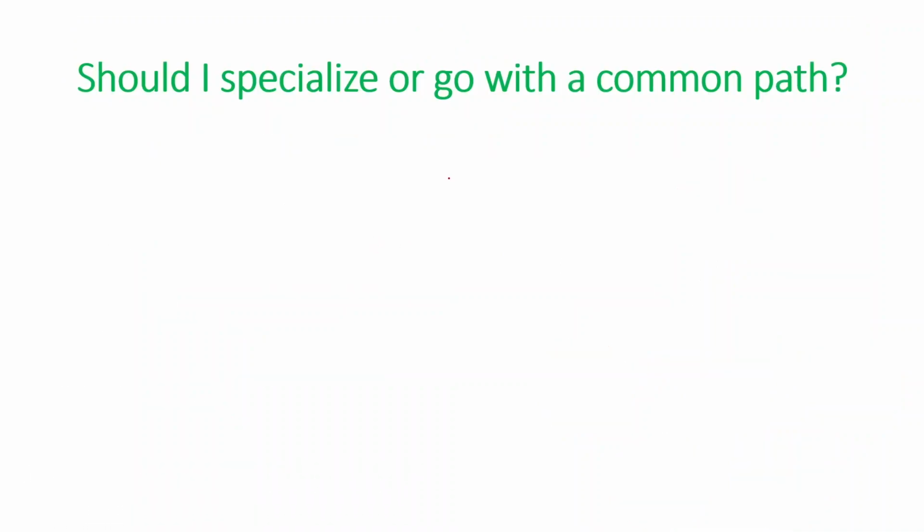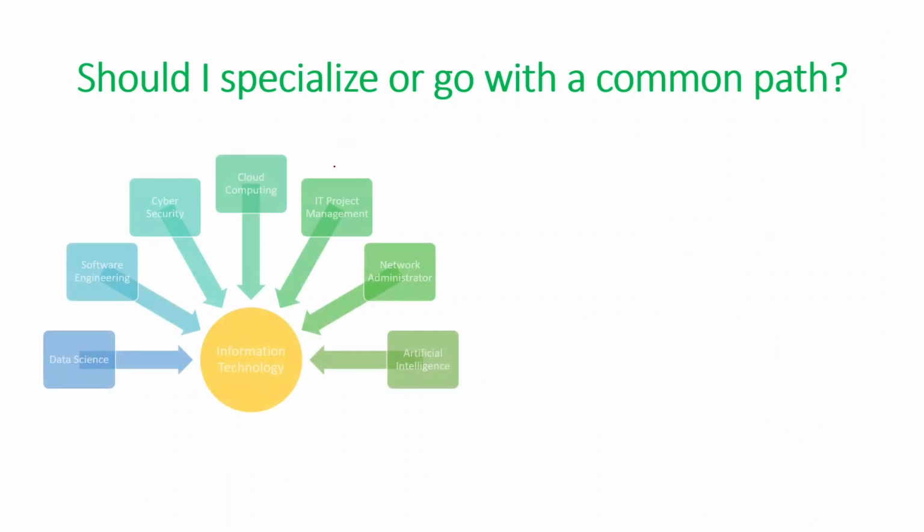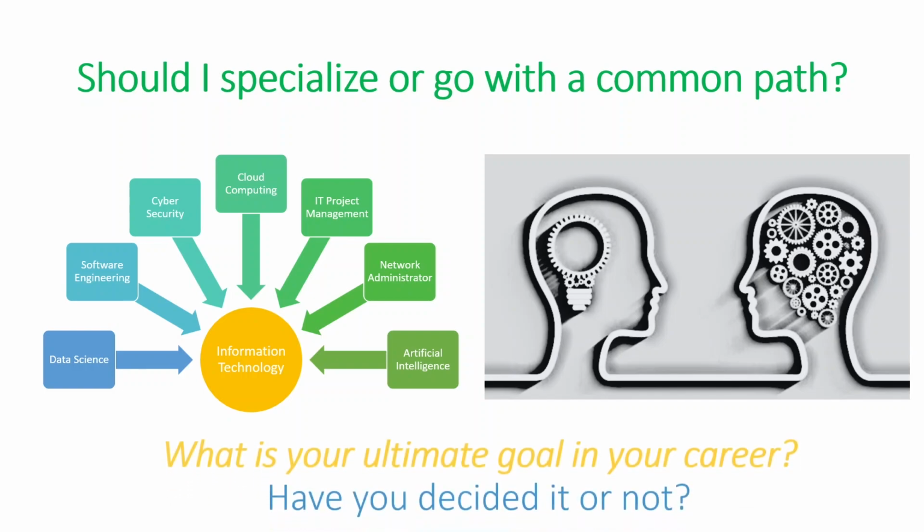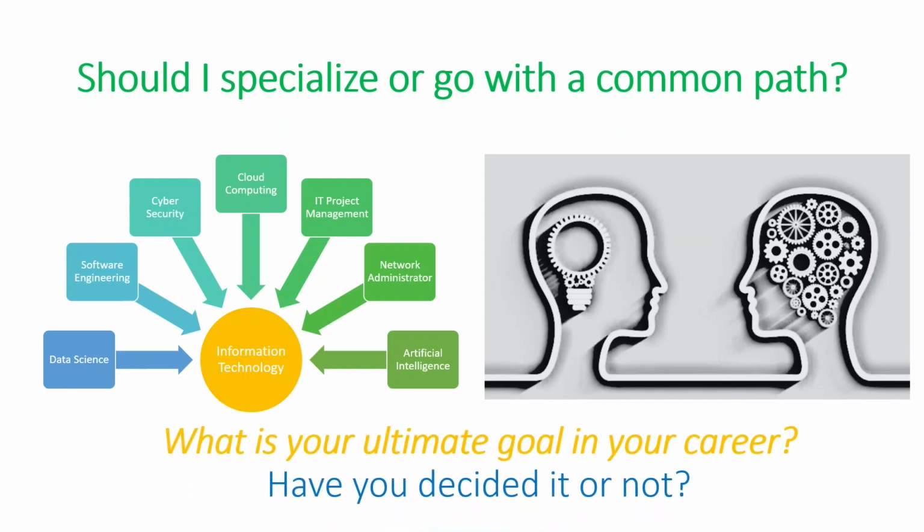With that, we can move into the final outcome, right? As I told, I'm going to answer this question again. Should I specialize or go with the common path? What is your ultimate goal in your career? Have you decided it or not? So who do you want to become? Why are you doing this degree? You should have an answer for this one, right?